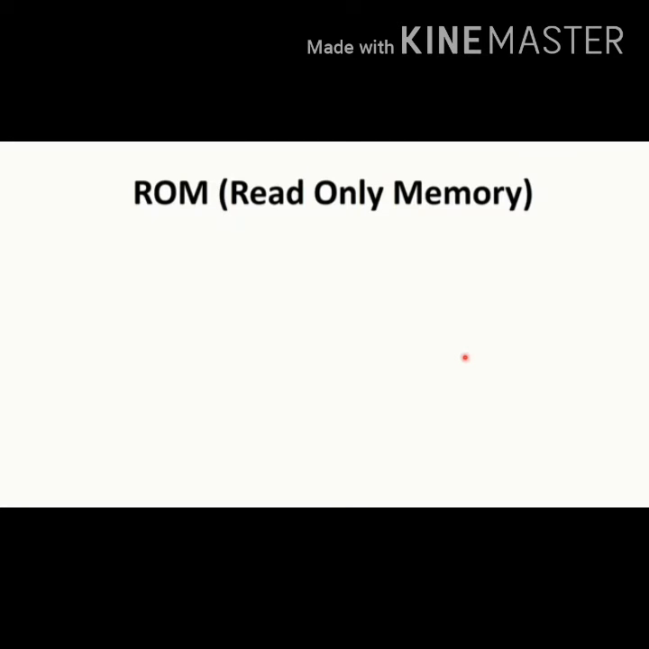Now let's discuss ROM memory, read-only memory. Unlike RAM, the ROM memory can't be directly accessed by the CPU. The data is first transferred to the RAM, and then the CPU can access that data from the RAM. ROM is a non-volatile memory. The data inside the ROM is retained even if the power of the CPU is switched off.